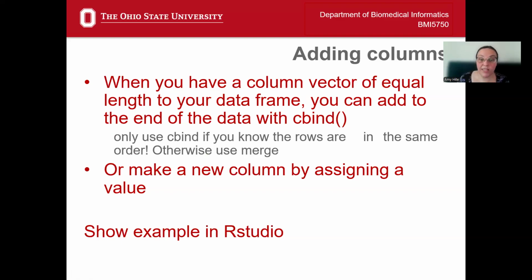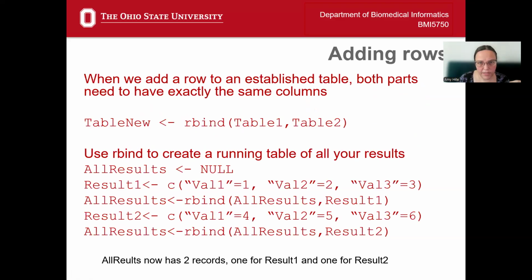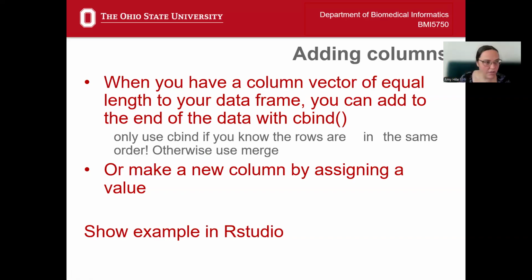We can also make a new column with that table$column notation. I have examples in the scripts, but I think I did one on Tuesday where we can have our table$new_column be assigned as a combination of some old columns, or maybe we do some math to the old columns and then we save it in that new column.